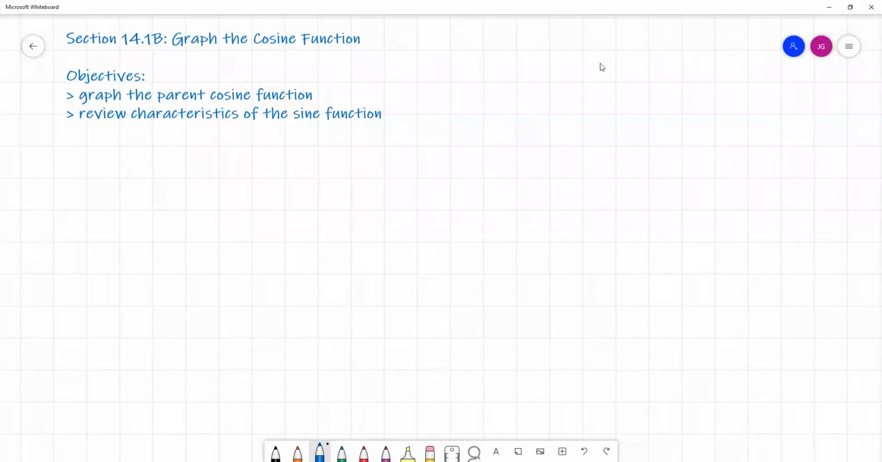Algebra 2, welcome back. Here is section 14.1b, where we will graph the cosine function. And something special is that this is our last video.